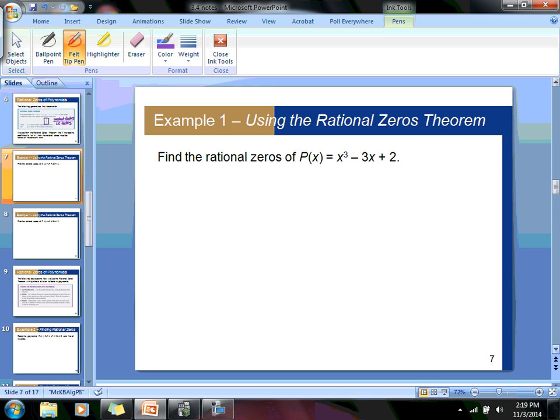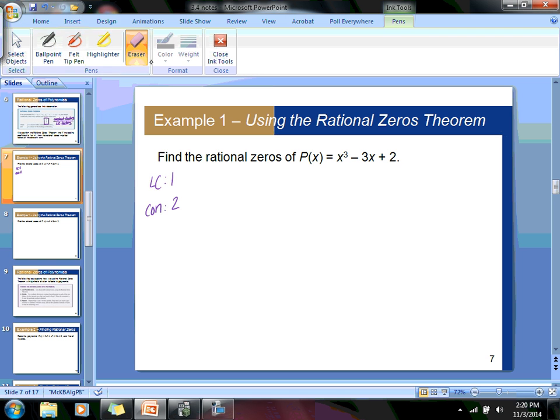So let's take a look at this example here. And we're not actually going to do the synthetic division with this one, because this one I just want it to be a little bit more conceptual. Okay, so to find the rational zeros of p of x equals x to the third minus 3x plus 2. Okay, so my leading coefficient is going to be a 1, and my constant is going to be the 2. So those are the two numbers that I'm going to put together in that p divided by q thing.